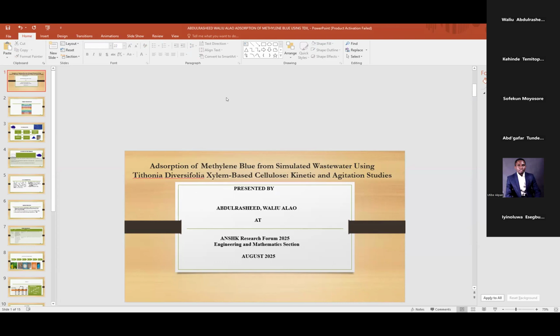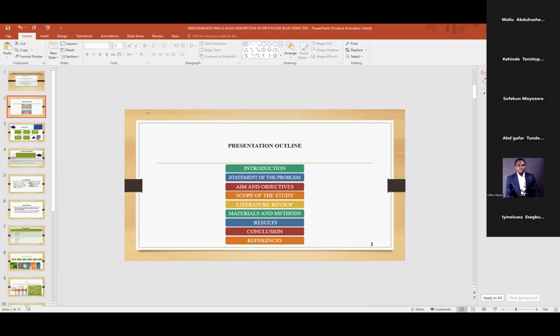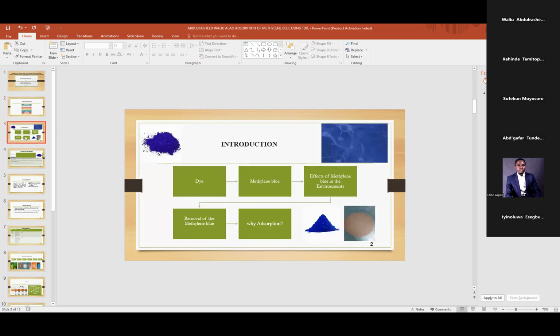I'm very grateful for being here to present my research on adsorption of methylene blue from simulated wastewater using the Tithonia diversifolia xylem, by considering the kinetics and the agitation study. My name is Abdul Rashid Waliu. These are the outlines: the introduction, the statement of problem, the aim and objectives, scope of study, and the like.